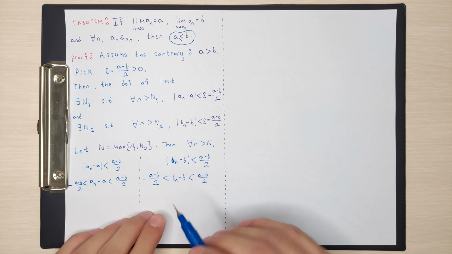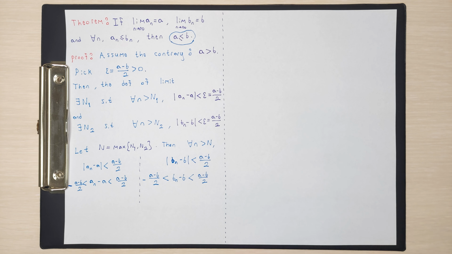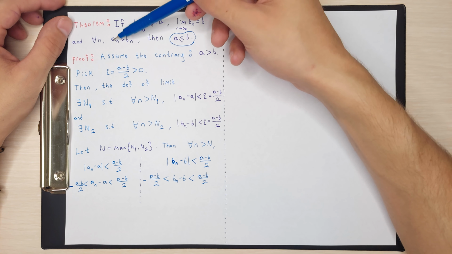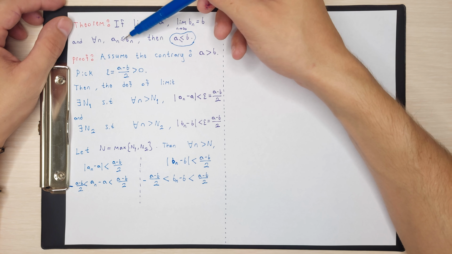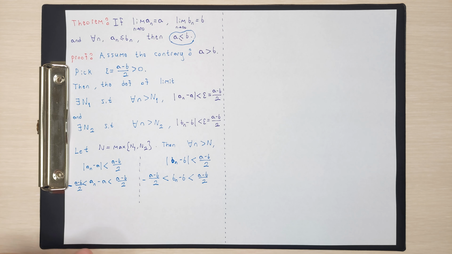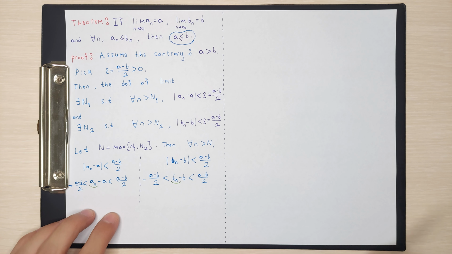This is the definition of absolute value. So now we are trying to find some contradiction. Consider this assumption on this theorem. It says that an is less or equal than bn. We compare an and bn. But in here, we have an minus a and bn minus b.